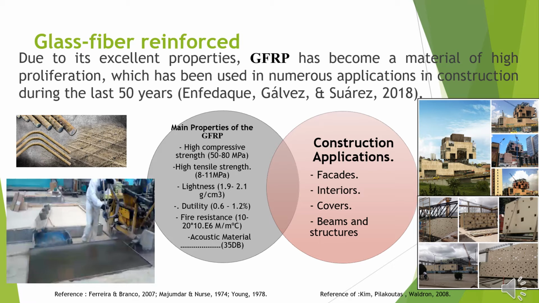And the applications in construction: I can find this material in cases, interiors, covers, beams, and structures. Continuing, in these images you can see the principal use of this material. The principal use in construction is in facades. Continuing with the structural elements, for this research the idea is to explain the benefit or advantage of using GFRP materials in construction.